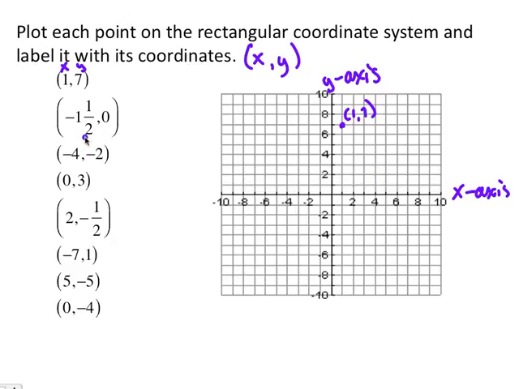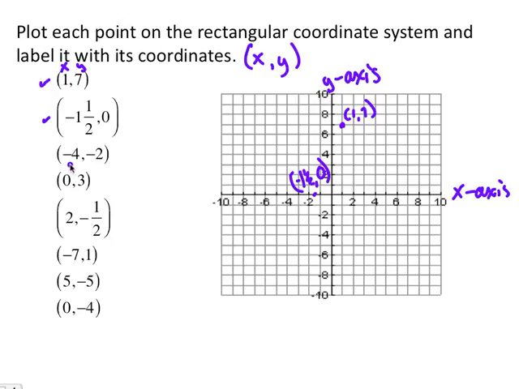Okay, the next one's a fraction. That's okay, you do it the same way. Negative 1.5, 0. Again, start at the origin. Negative 1.5, so we're going left. 1.5, so we're between negative 1 and negative 2, right there. The y-coordinate is 0, so that means we're not going up or down. We're going to stay on the x-axis and put our point right there. And we'll label it also, negative 1.5, 0.